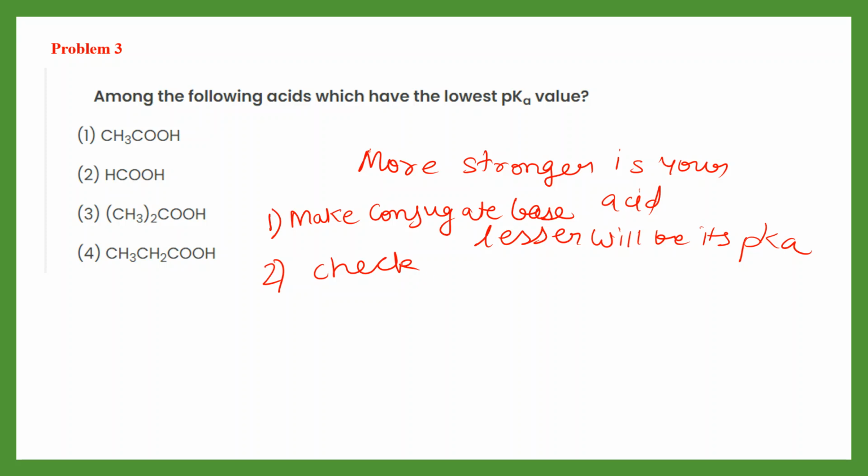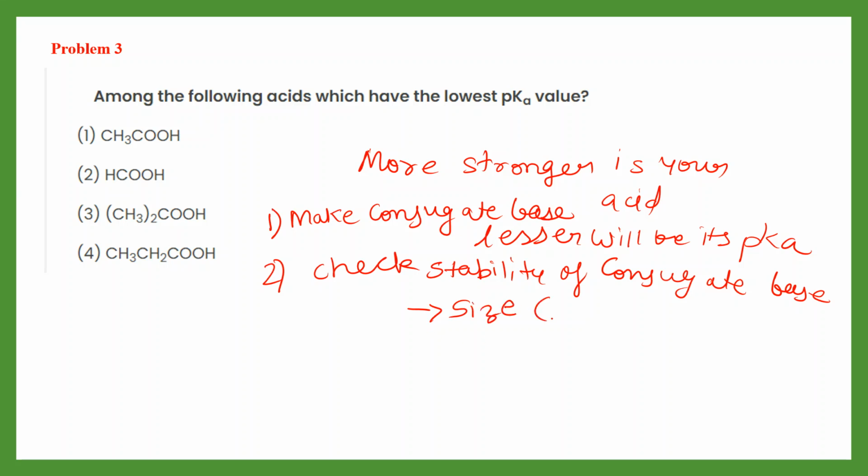Okay. So first step is make the conjugate base. Then check the stability of the conjugate base. And how to see stability? Let me tell you. You have to see in the same sequence. Size, size of the atom on which your anion has been formed, right? Okay, tell me if you have oxygen and you have sulfur. Among these two atoms, which can hold this negative lone pair easily?